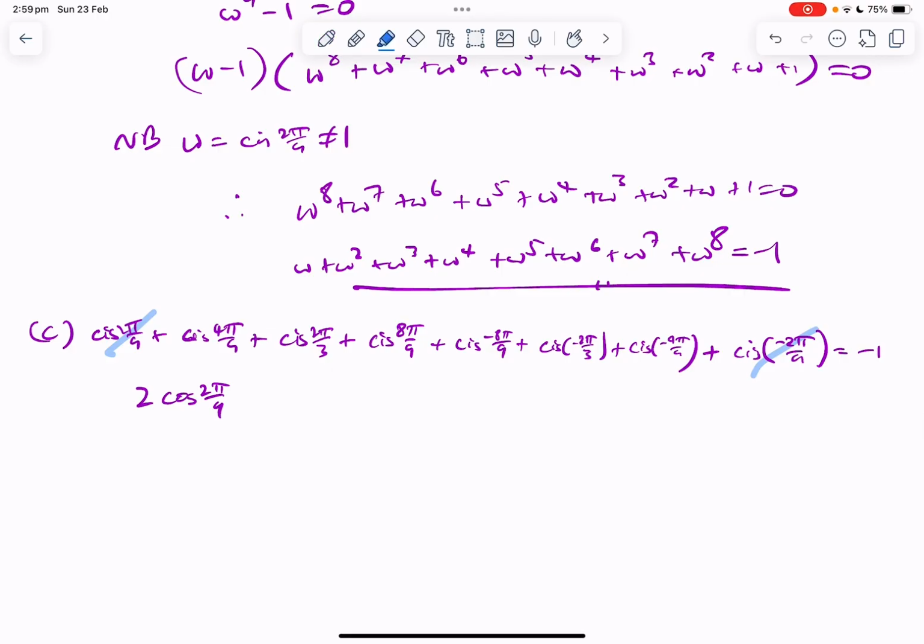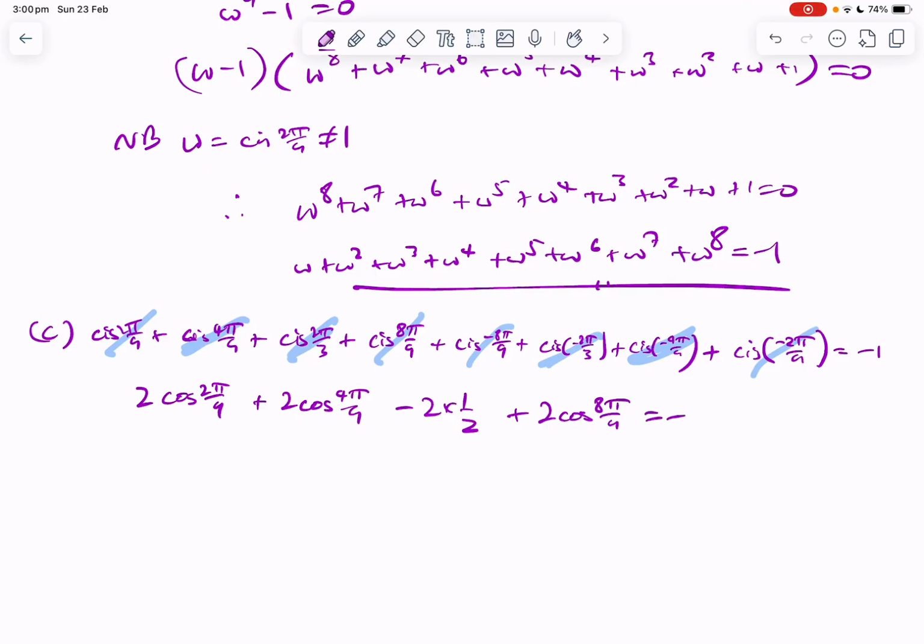I don't think we need to reiterate that in this video. The cis of 4 pi on 9 plus the cis of negative 4 pi on 9 is going to be 2 cos 4 pi on 9. And the cis of 2 pi on 3, well, what is the cis of 2 pi on 3? It is negative a half. So it's going to be negative 2 times a half, if you will, those two put together. And then when we add those two, we're going to get 2 cos 8 pi on 9 equals minus 1.